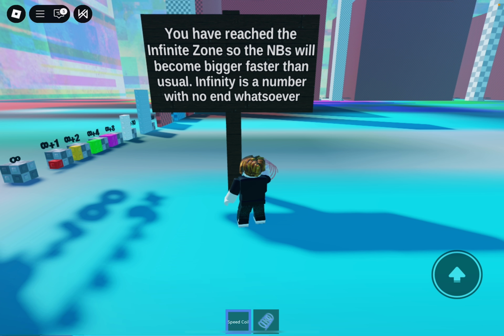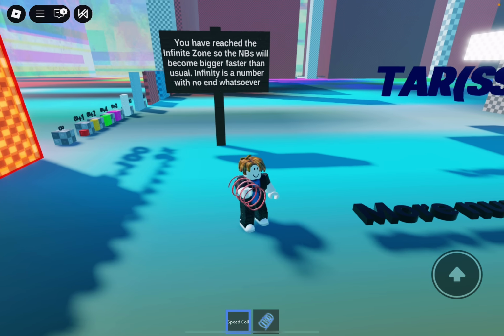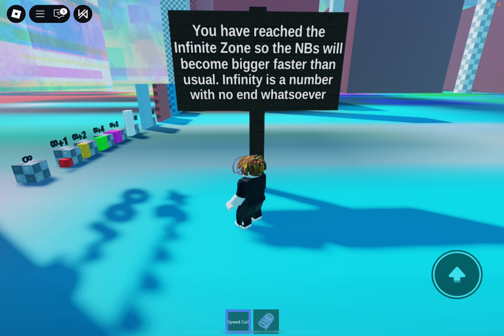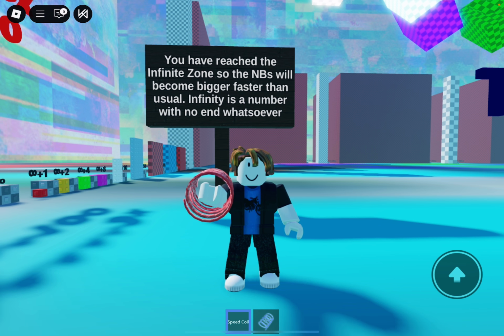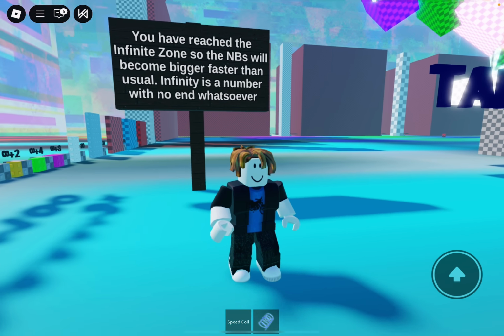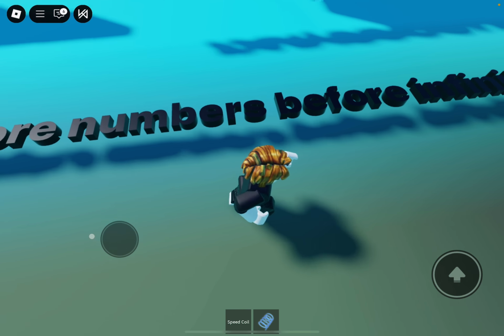You have reached the infinite zone, so the numbers will become bigger faster than usual. Infinity is a number with no end whatsoever. Actually, well, here's the truth. Infinity is not a number. Well, it can be called a number in fictional Googology. Infinity is actually a way to describe something that never ends or just goes on forever, like space or numbers, because you can always add 1 to a humongous number, or a negative number, or a very small number. You could just add 1 tons of times. Yeah, but okay. More numbers before infinity here.